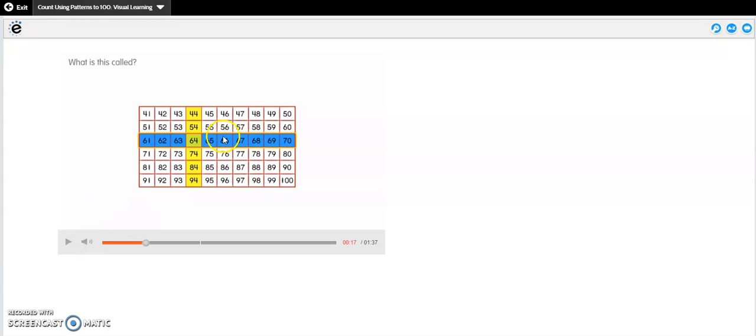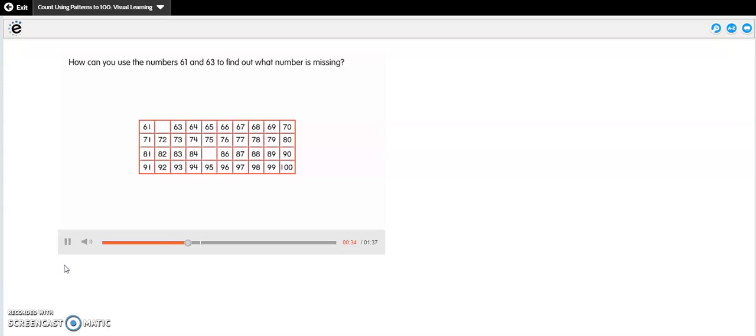All right, so let's look at the blue section that's highlighted. What is this called? Is it called a column or a row? Remember what we know about columns and rows. It is a row. What is this called? It is a column. A column goes up and down. A row goes across. How can you use the numbers 61 and 63 to find out what number is missing?